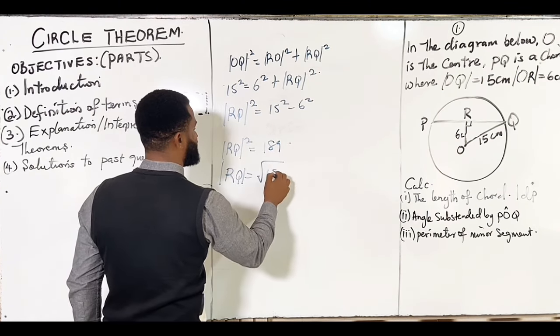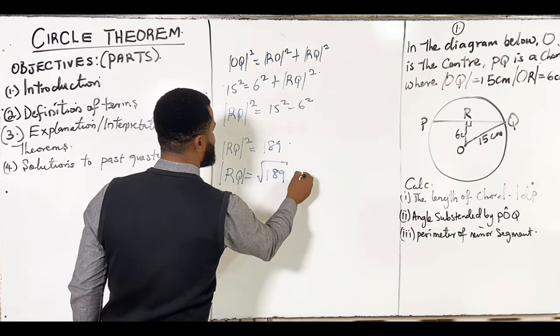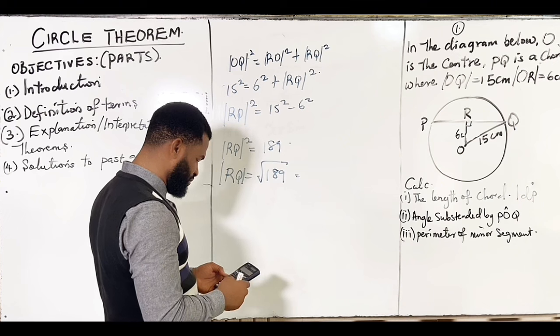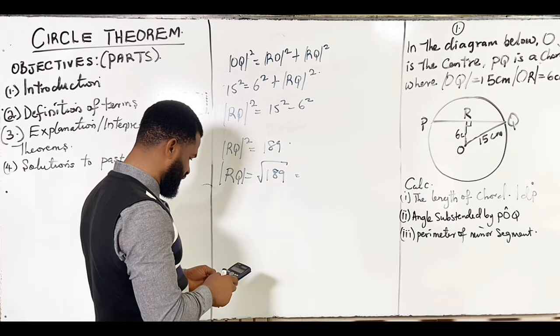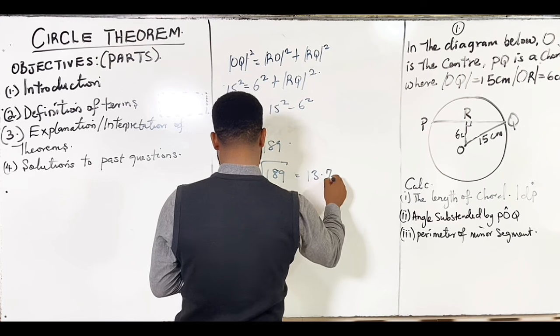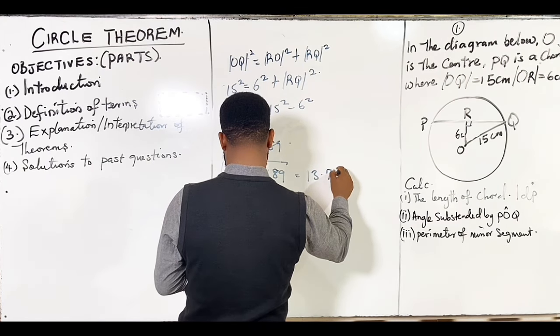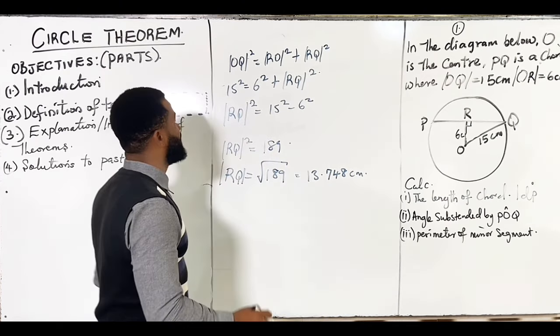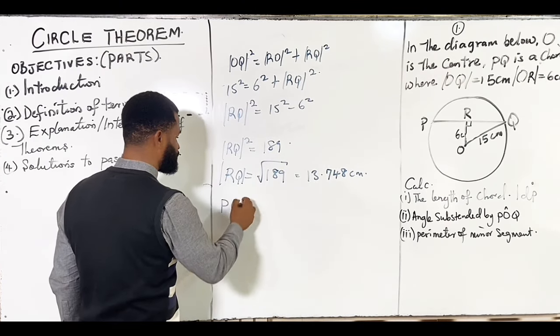Square root of 189. No, not 13. It's not 169. 189. Square root of 189 is going to be 13.748 cm. Now remember the length of the arc, which is PQ.